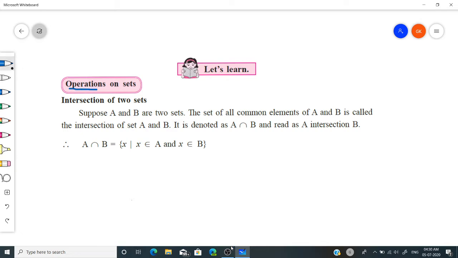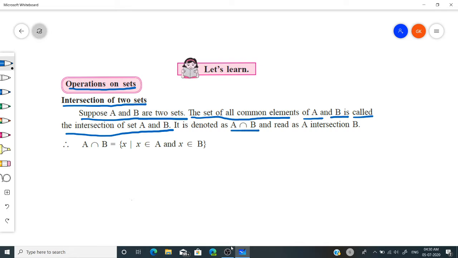Operations on the sets. At first, intersection of two sets. Suppose A and B are two sets. The set of all common elements of A and B is called intersection of set A and B. It is denoted as A intersection B.